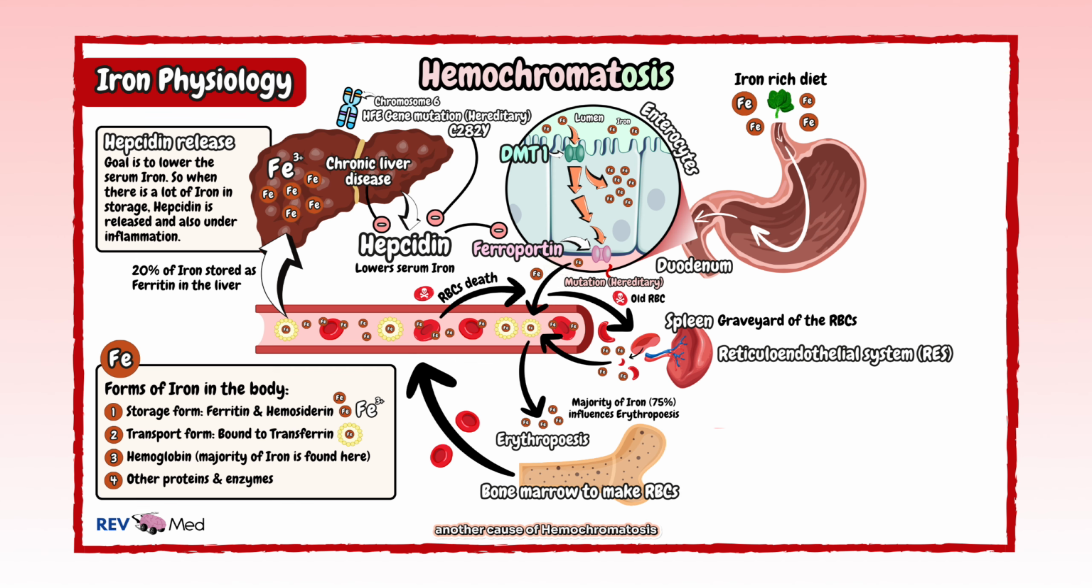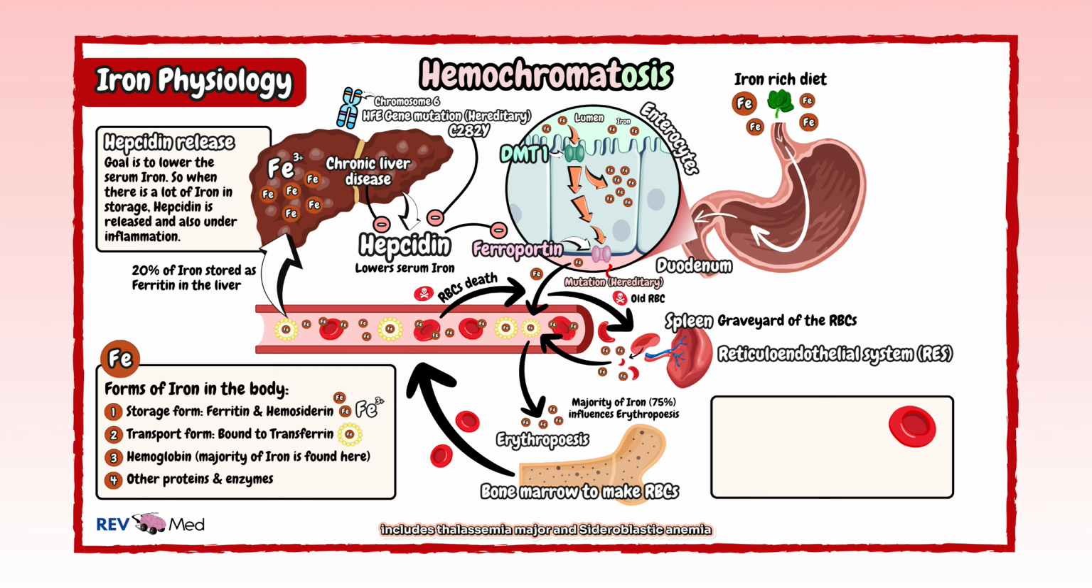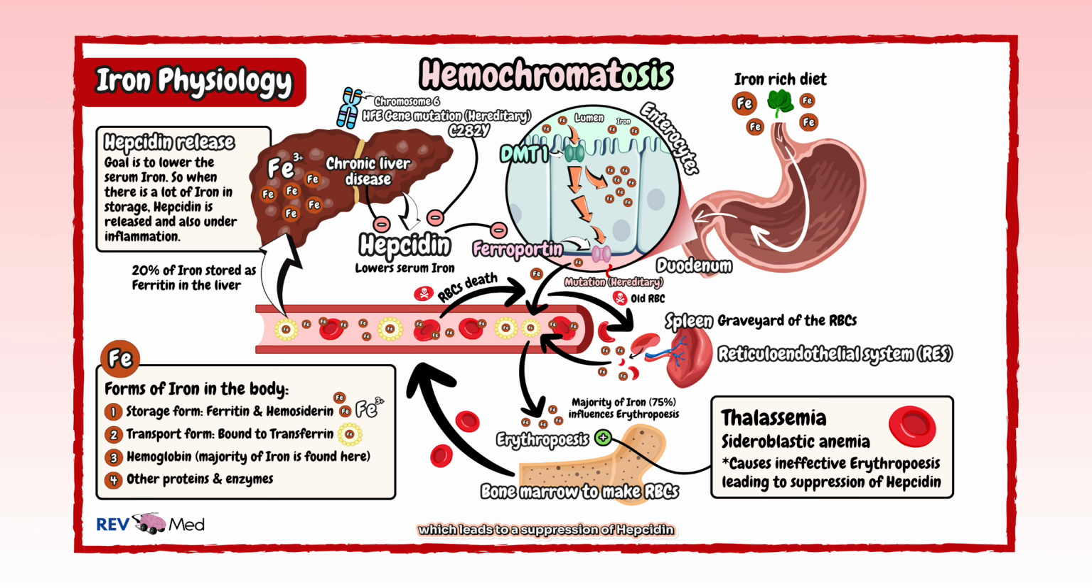Another cause of hemochromatosis, which is really a secondary hemochromatosis, includes thalassemia major and sideroblastic anemia. For this phenomenon, just think of the anemia stimulating the regular erythropoiesis, but what you actually get is ineffective erythropoiesis, which leads to a suppression of hepcidin.